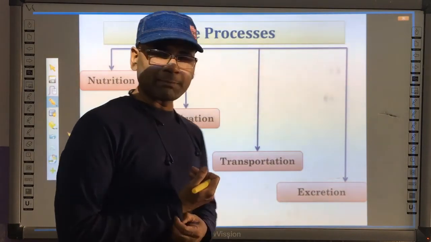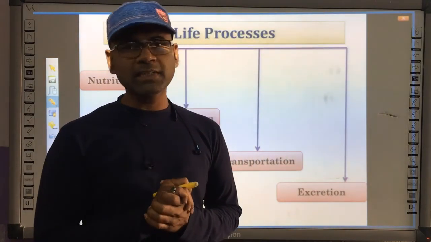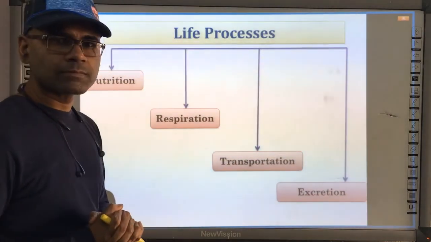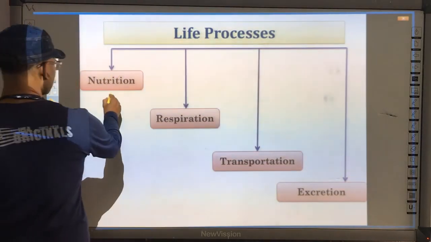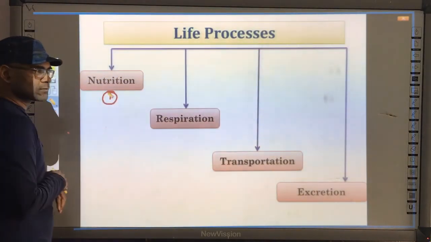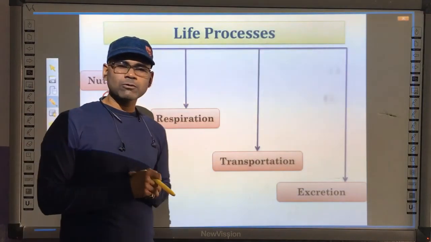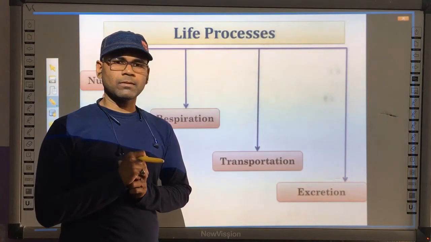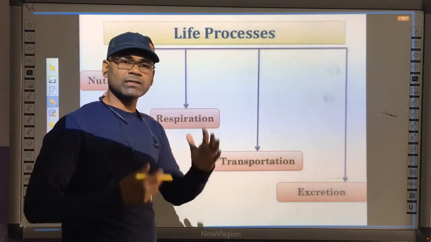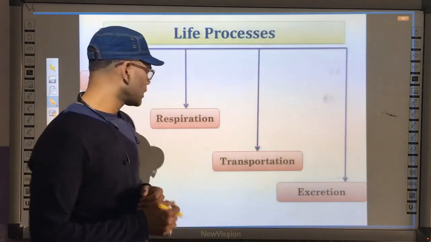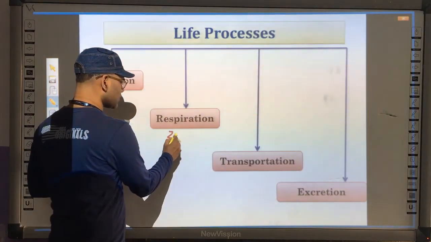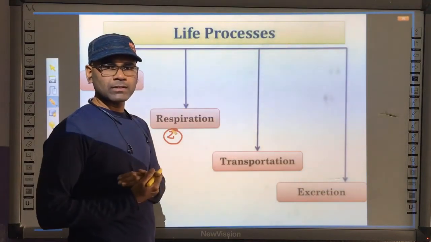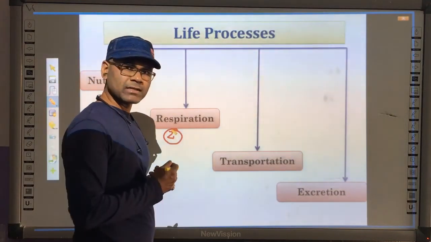In this chapter, the chapter of life processes, basically we are going to study four important topics. First one is nutrition. In this we will study what you mean by nutrition and what the various modes of nutrition are. Second, we will discuss respiration, how plants and animals respire.